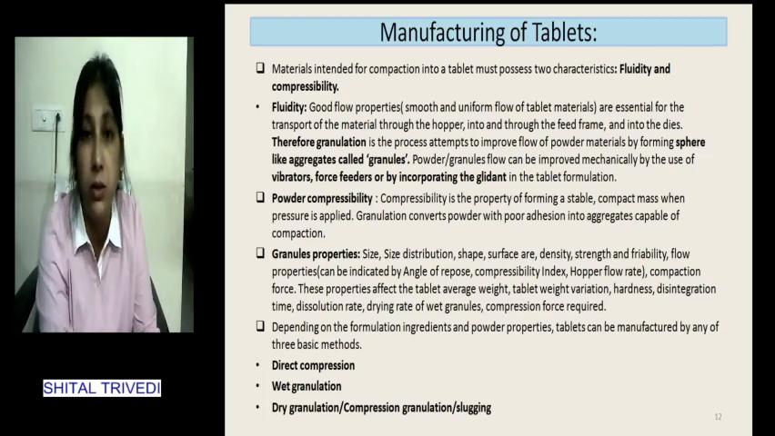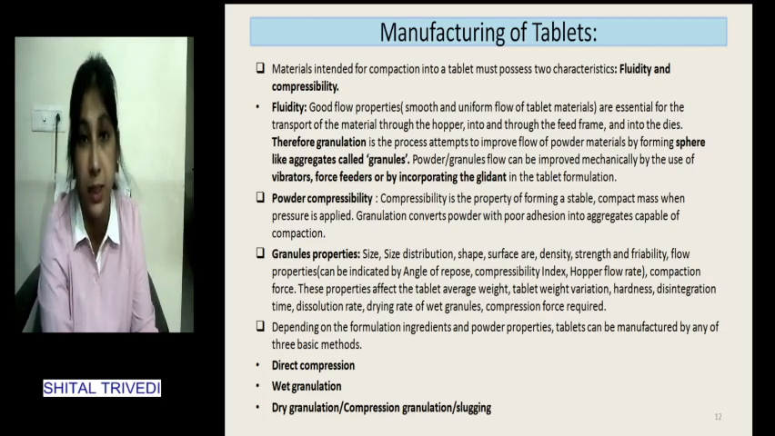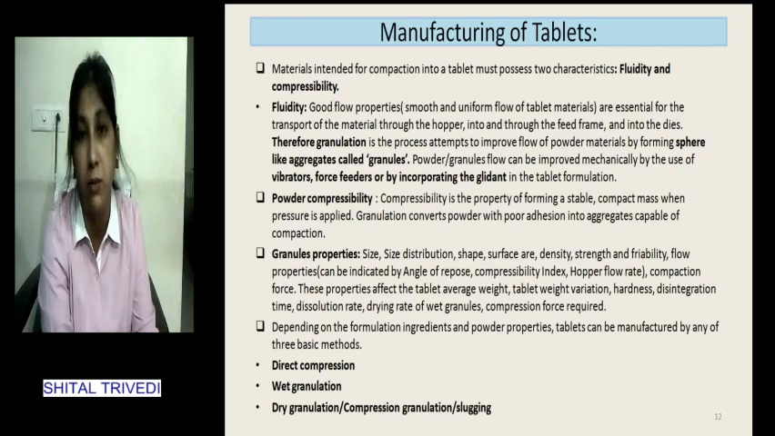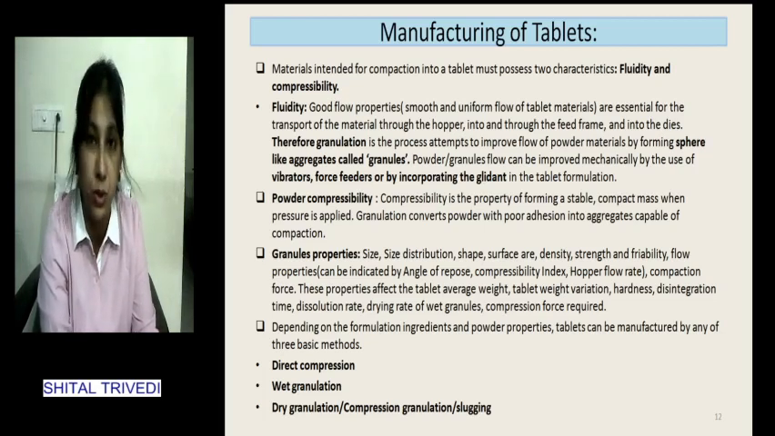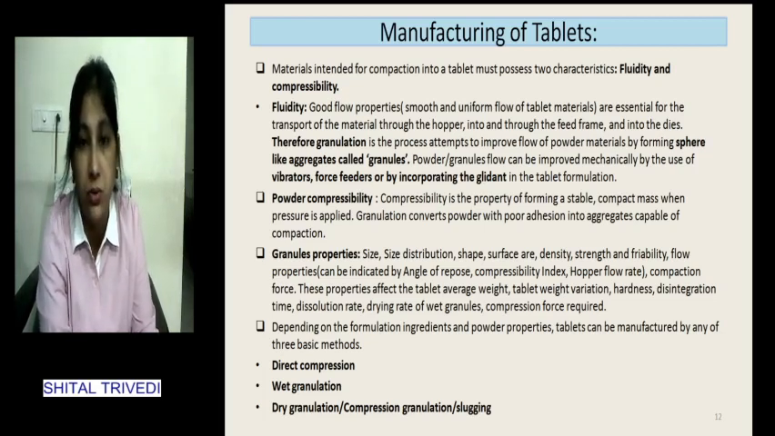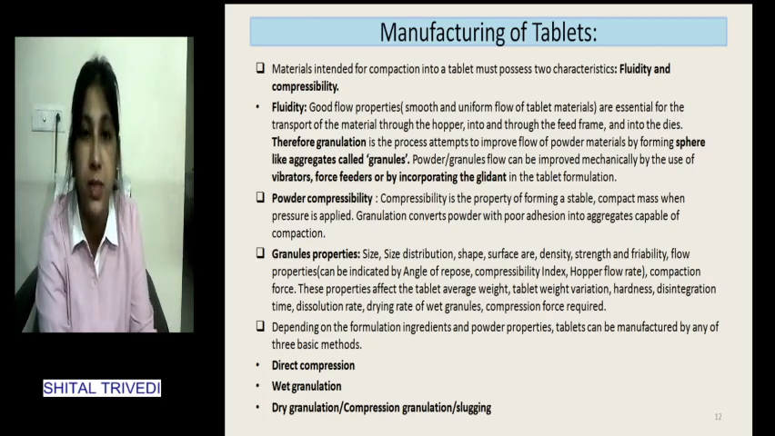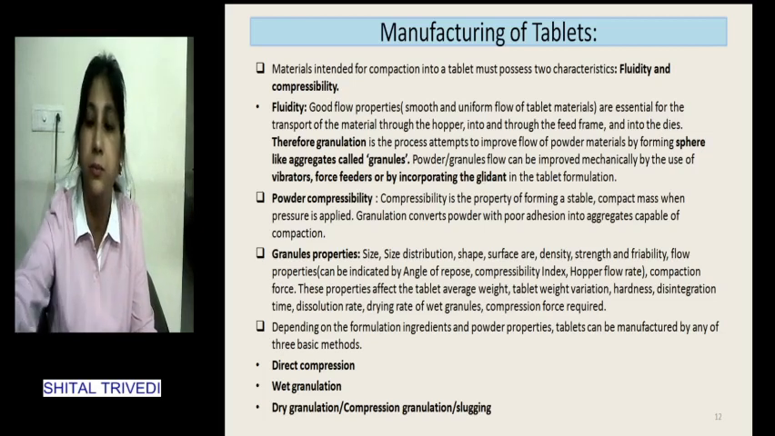The other important property is compressibility. That is a property of the powder to form a stable compact mass under the applied pressure. Not all the drugs are directly compressible, and not all the excipients are directly compressible.